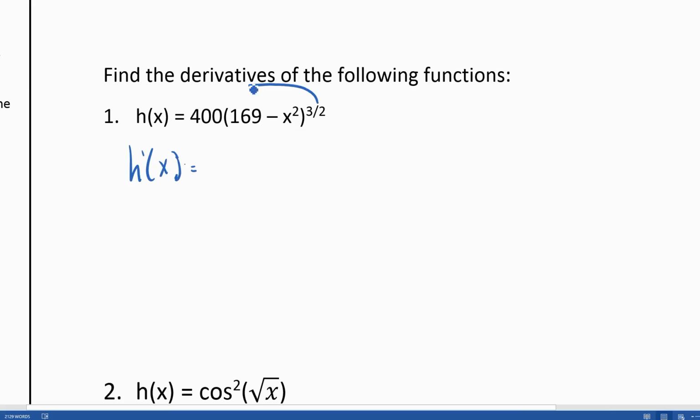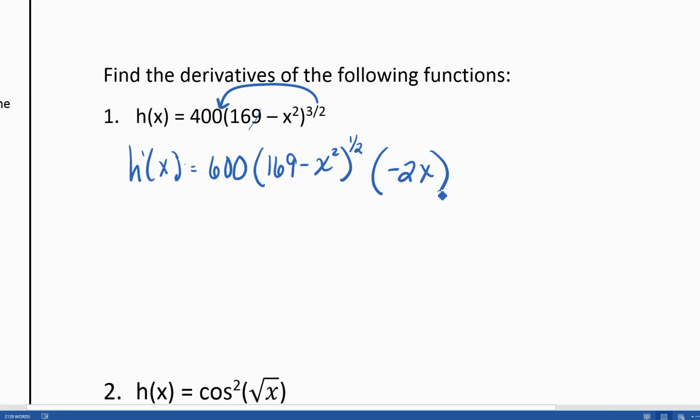So we're going to take 3/2 times 400, okay, which is going to give us 600. And then we're going to leave the 169 minus x squared, and we're going to subtract 1 from 3/2, which gives us 1/2. And now we need to multiply by the derivative of the inside stuff. So the derivative of 169 is 0, so that kind of goes away. And then the derivative of negative x squared is negative 2x.